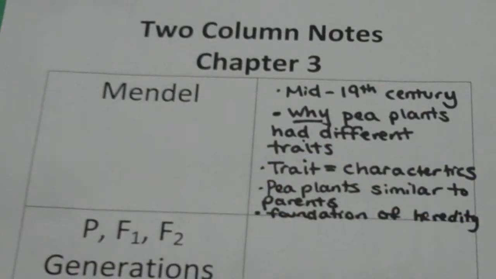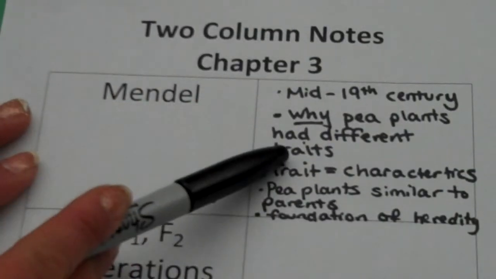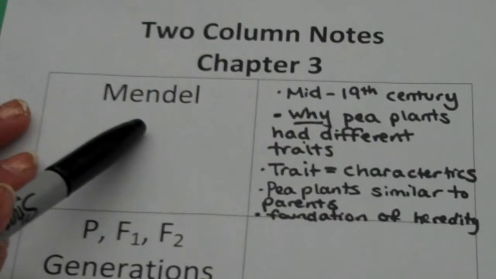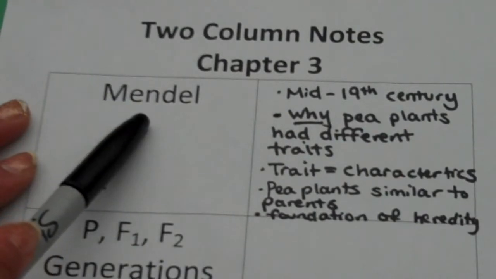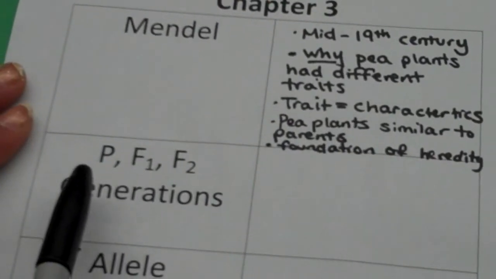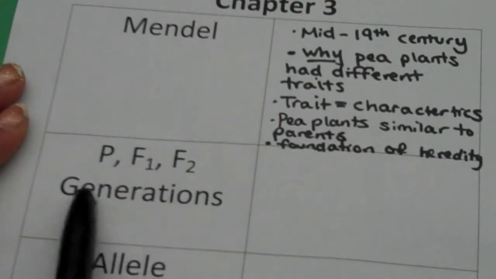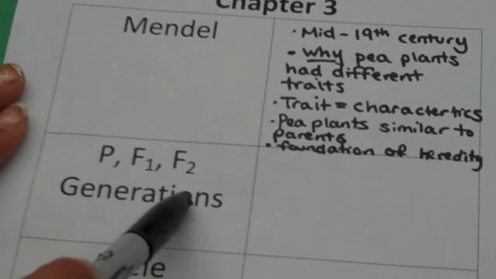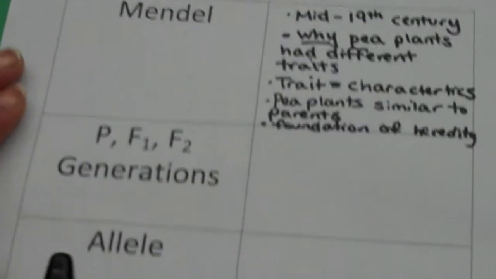Okay. So your goal here is to do your reading, and in each sentence, find important information, like your research. Put the information into the box that helps explain this concept or term on the left side. So with this one, you're going to be reading in the book and looking for things that mention the words P, F1, F2 generations. So explaining here, what are those? Maybe putting only one example of that. And then you continue with all of these.